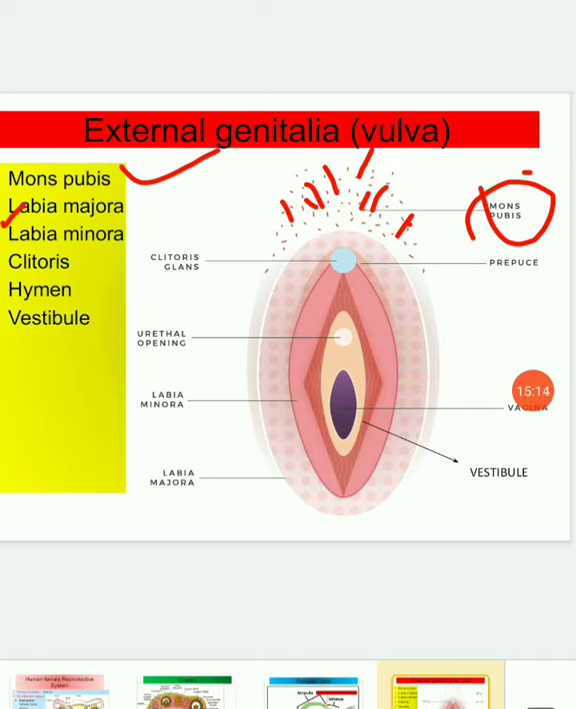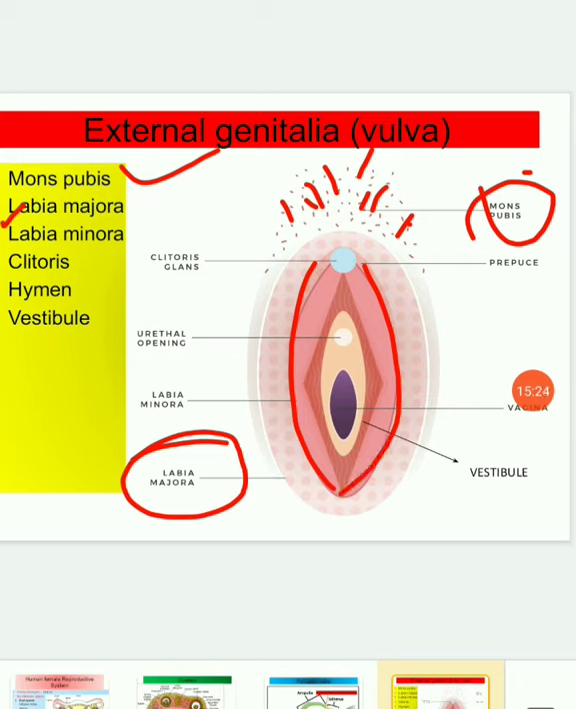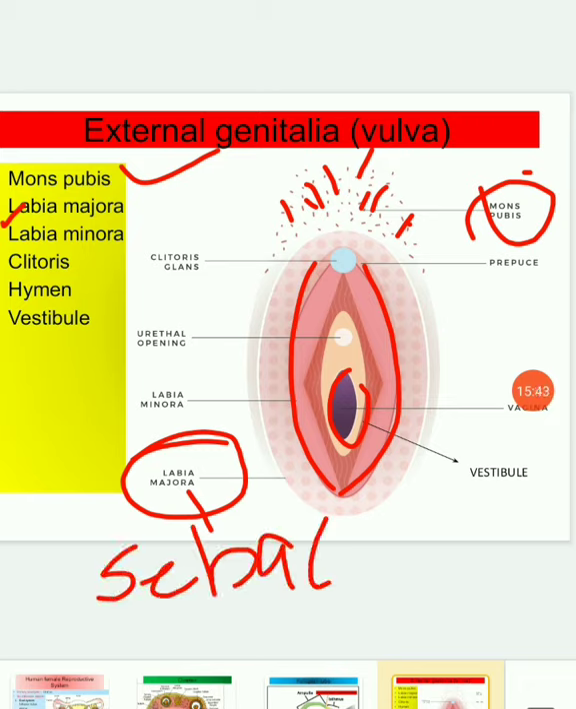The labia majora are present as one pair. Can you see this light pink color, the labia majora? It is one pair, the thicker folds of tissue, and it surrounds the vaginal opening. See, this is the vagina, so it is surrounding this vaginal opening. One more thing present here is a gland called the sebaceous gland, which is present in the labia majora.